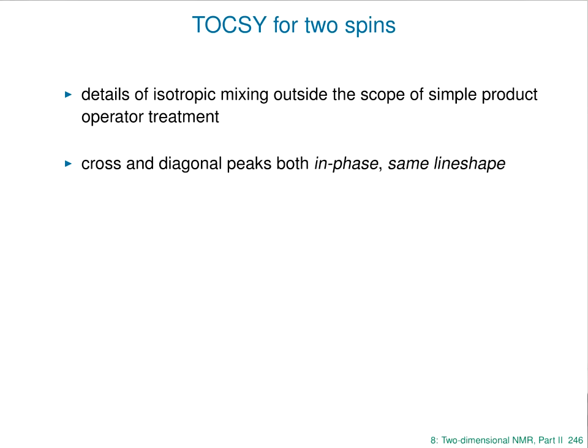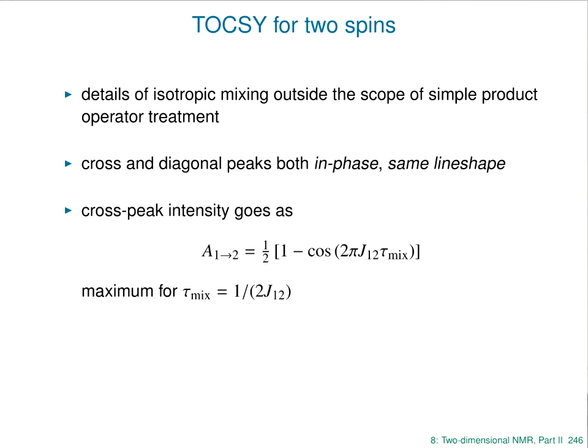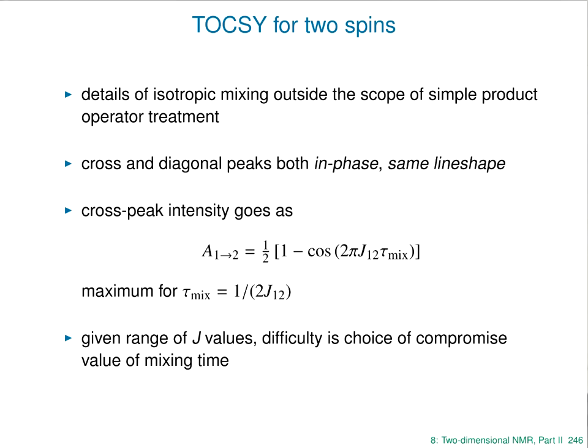This is a strong contrast to COSY. In COSY, the cross peaks were in antiphase in each dimension. In TOCSY, the cross peaks are all in phase and they all have the same line shape. The intensity of the cross peak goes as this 1 minus cos 2 pi J tau function, and lo and behold, it's a maximum when the delay is 1 over 2J as ever. The difficulty is that given you don't know what J is, you can't choose what tau needs to be. So again, you have to choose a compromise value of tau that will give you reasonable intensity for all the cross peaks you're interested in. So it's not without its difficulties. But it gives you very nice spectra.